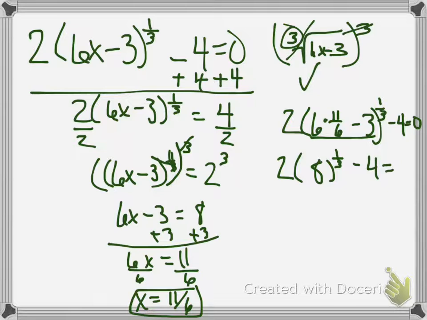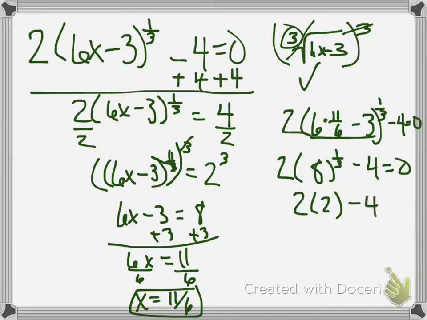Look, you could have typed 6 times 11 over 6 minus 3 into the calculator. 6 times 11 over 6 would give you 11. 11 minus 3 is 8. So I'm left with 8. No more fraction. Okay, so 8 to the 1/3 power is 2.